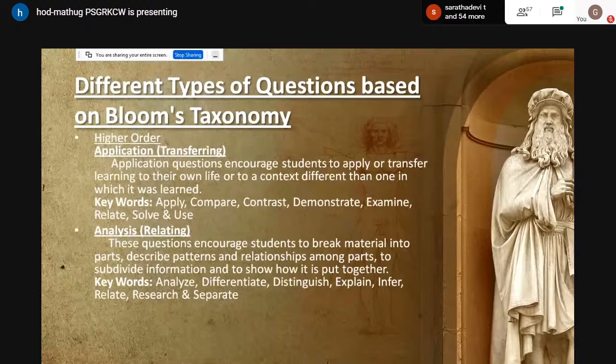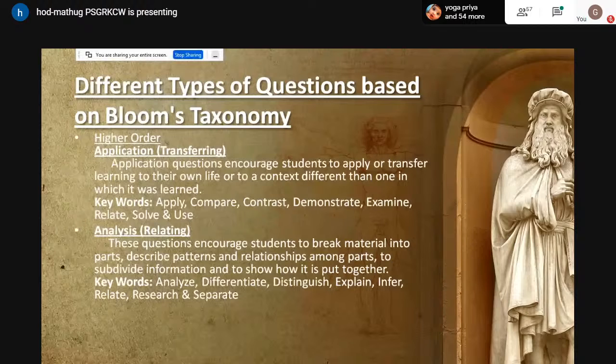And analysis: these questions encourage students to break material into parts, describe patterns and relationships among parts, to subdivide information and to show how it is put together. So again, apply, compare, contrast, demonstrate, examine, relate, solve, use. These are all the application level keywords. Analyze, differentiate, distinguish, explain, infer, relate, research, and separate. These are all the keywords related to analysis.